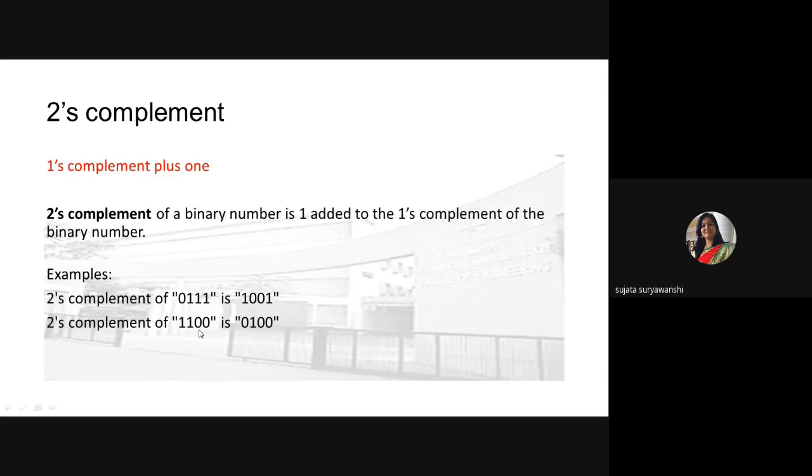Start with the LSB bit. Your LSB bit is 0, so don't invert it, don't convert it into 1. Simply write down 0 as it is. Till you get the first 1, you have to repeat this step. Then write down the first 1 also as it is. After that, all the remaining string you have to invert from 1 to 0 and 0 to 1.